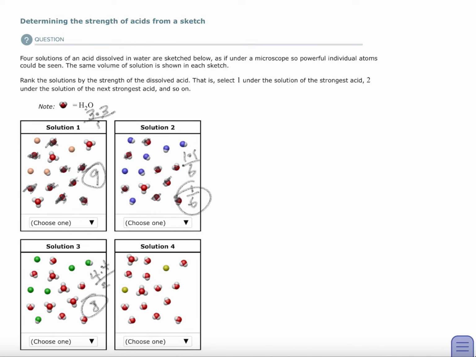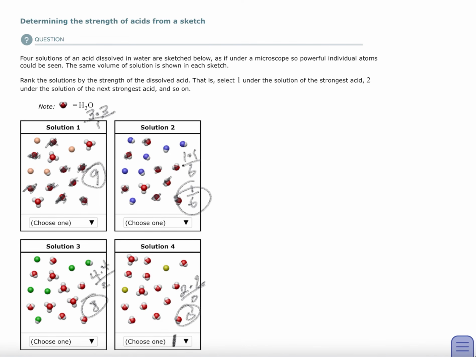And then the last one, I see no acids. So I would have 2 hydroniums, I would have 2 of the conjugate bases, and then divided by 0. So this one's going to be infinity. So this is going to be the strongest acid.